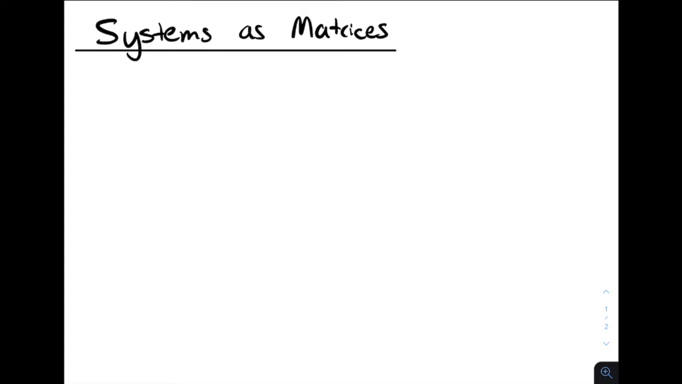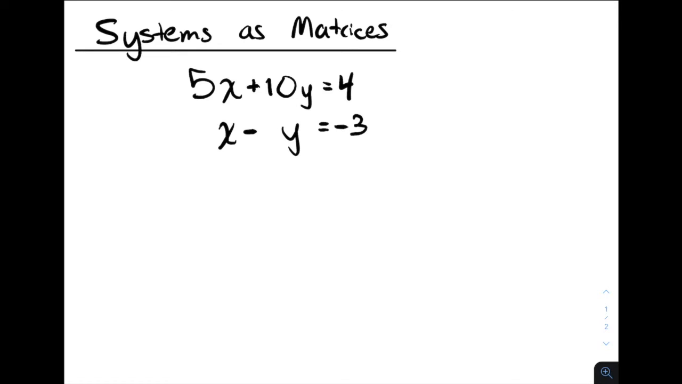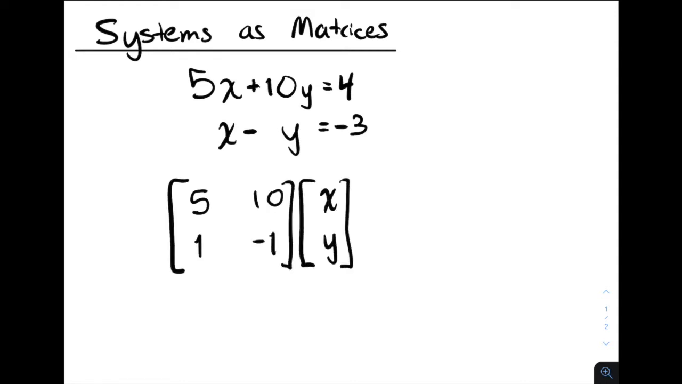Recall that before we talked about matrices, we were talking about systems of two equations of two unknowns. This could look like 5x plus 10y equals 4, and x minus y equals -3. After exploring matrices, we see that we can express this system as a matrix times a variable matrix, and setting it equal to another matrix.